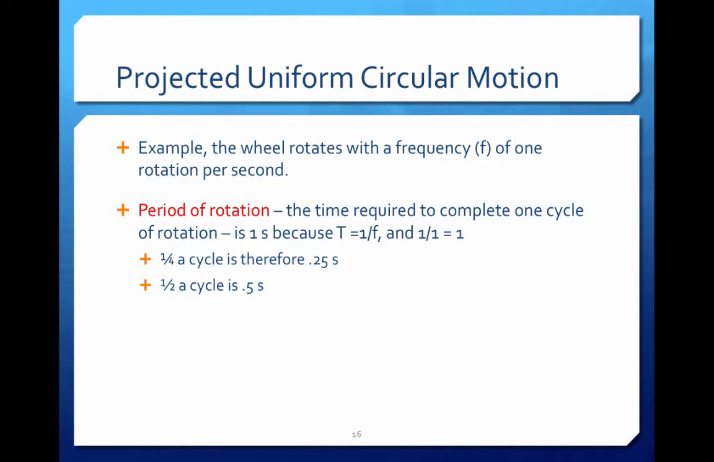In this example, the wheel rotated with a frequency of one rotation per second. The period of rotation, or the time required to complete one cycle of rotation, is therefore 1 second. Because if you remember our formula for period, it equals 1 over the frequency. And if the frequency is 1, 1 over 1 equals 1. 1 second for a full cycle of vibration in this picture. A quarter of a cycle is therefore a quarter of a second, and half a cycle is half a second.